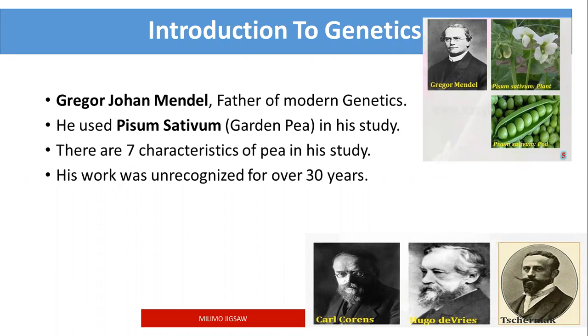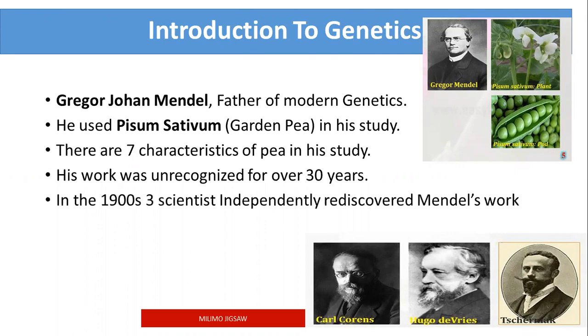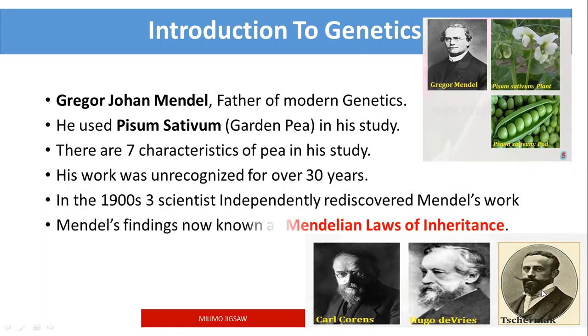In the 1900s, 3 scientists working independently rediscovered Mendel's work. We have Karl Correns from Germany, Hugo de Vries from Holland, and Erich von Tschermak from Austria. These rediscovered the works of Mendel. So that is just a brief history of genetics.